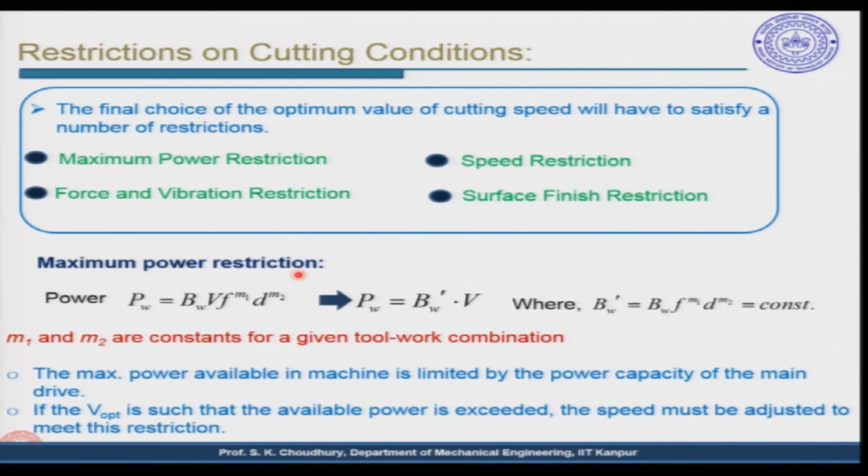Machine will be designed with this power, and the power required for the fabrication we can calculate by the optimum velocity that we have calculated from the economics of machining. And if that power calculated from the economics of machining is more, we have to reduce or decrease the value of the V, so as to get a decreased power to match with the power of the machine available. This is the maximum power restriction.